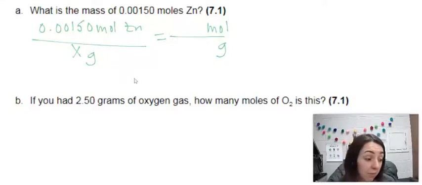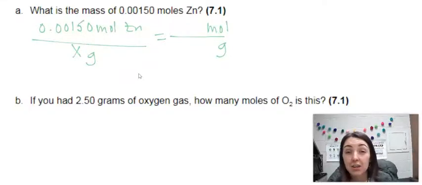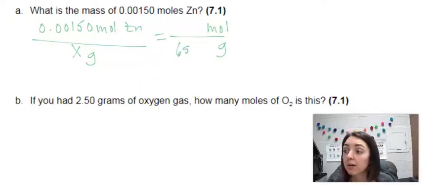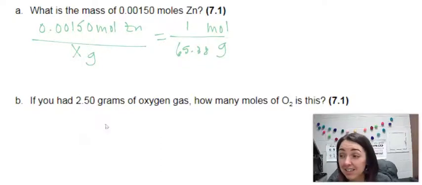So I'm going to need to go to my periodic table to find the molar mass of zinc. So I go and I find zinc, and I find out that it's 65.38 grams for every 1 mole. Notice how I do write the whole number. I don't just round it to 65. You need to write the whole number or you're going to change the sig figs.